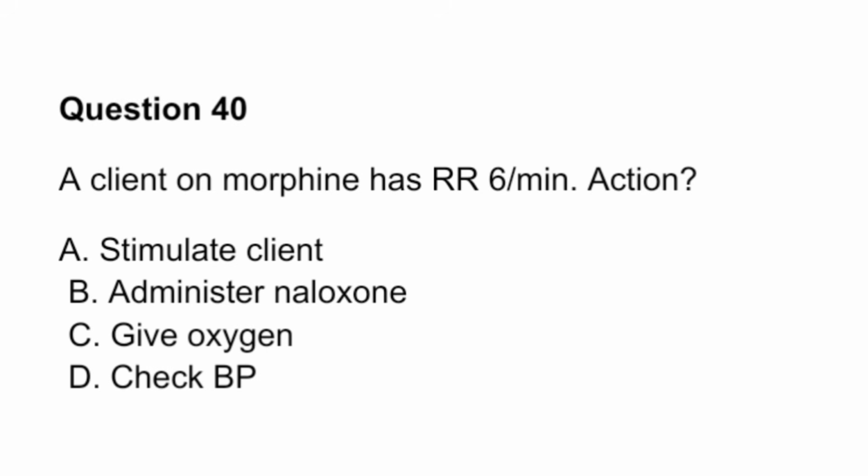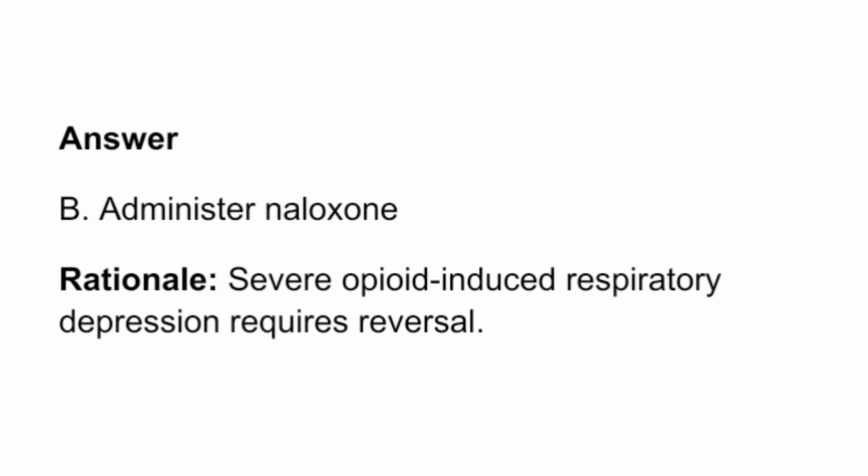Question 40. A client on morphine has RR 6 per minute. Action: A. Stimulate client. B. Administer naloxone. C. Give oxygen. D. Check BP. Answer: B. Administer naloxone. Rationale: severe opioid-induced respiratory depression requires reversal.